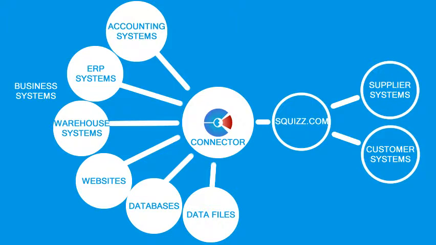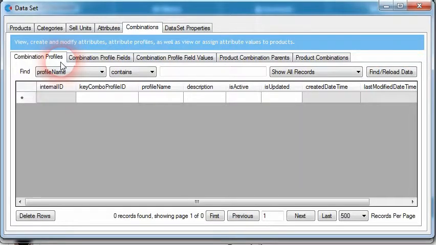Now you've got a basic understanding of what the connector can do, let's look at the changes we've made to the 1.12 release. This release adds new functionality into the datasets feature, allowing product combination data to be set up within the datasets in the connector application.